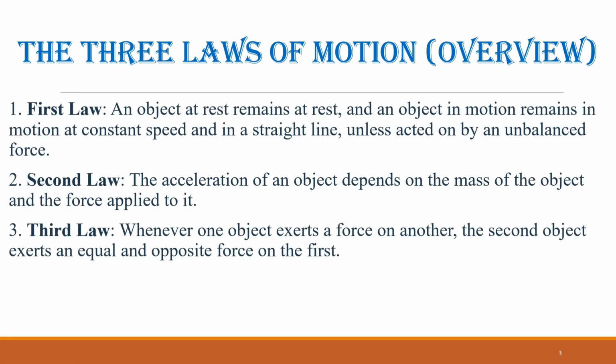The three laws of motion overview. 1. First law. An object at rest remains at rest, and an object in motion remains in motion at constant speed and in a straight line, unless acted on by an unbalanced force. 2. Second law. The acceleration of an object depends on the mass of the object and the force applied to it. 3. Third law. Whenever one object exerts a force on another, the second object exerts an equal and opposite force on the first. Let's go step by step and learn about each of these laws.